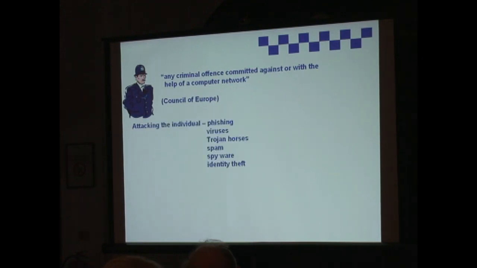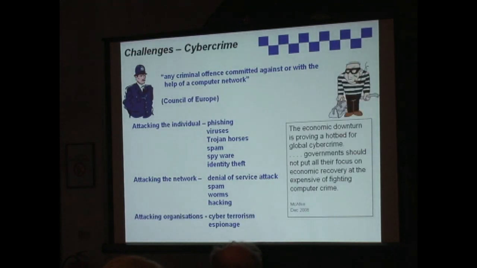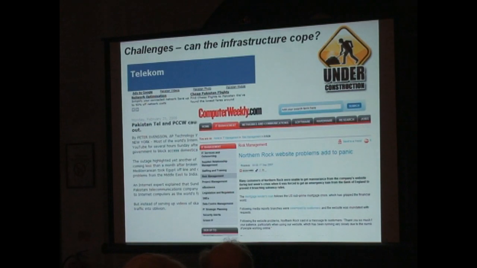In any case, perhaps the biggest problem is phishing, viruses, Trojans and all that, attacking the network, attacking organisations. In other words, the challenge of cybercrime. And the comment made by McAfee: the economic downturn is proving a hotbed for global cybercrime. Governments should not put all their focus on economic recovery at the expense of fighting it. Fastest growing area of criminal activity. Big, big challenge. And can the infrastructure cope?